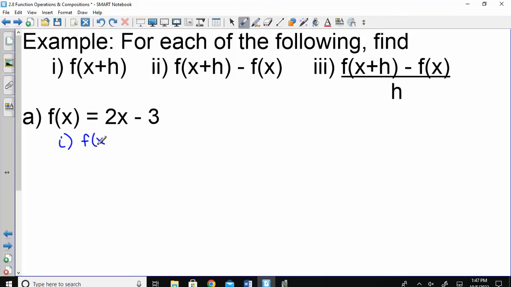I want you to find f of x plus h. What does that mean? If I said find f of 3, what would you do? Put 3 in for x. So if I say find f of x plus h, that means you replace x with x plus h. Okay, so if we just distribute, we get 2x plus 2h minus 3. That's it? That's it for f of x plus h.